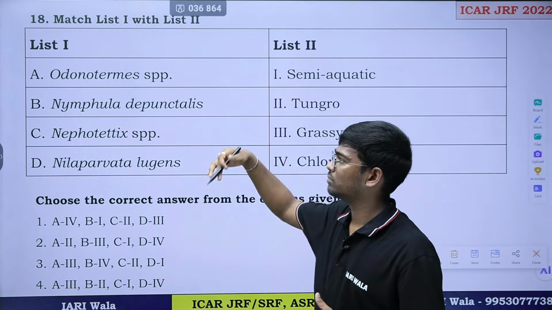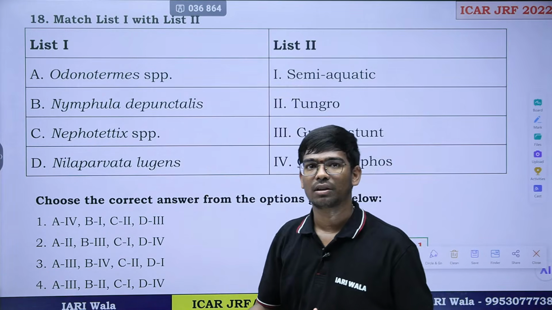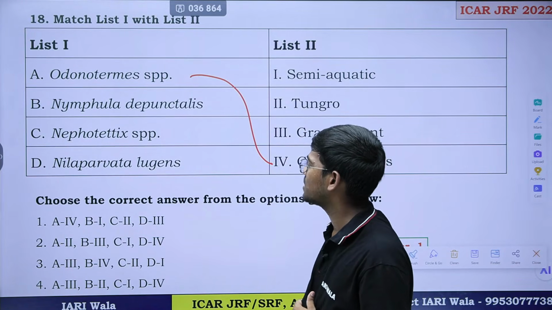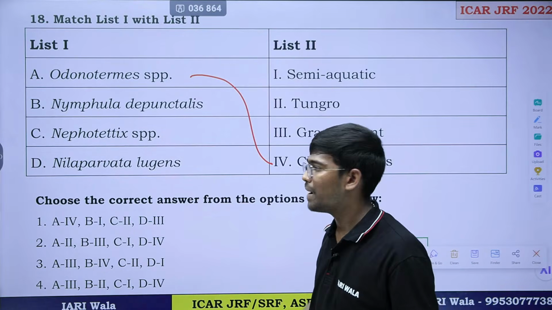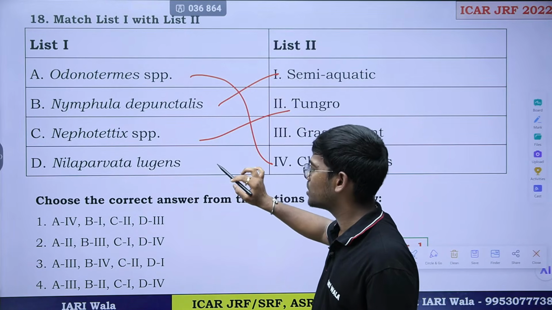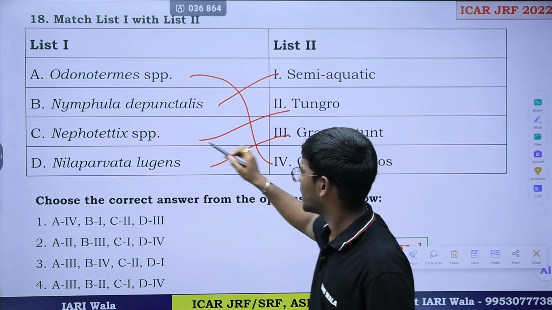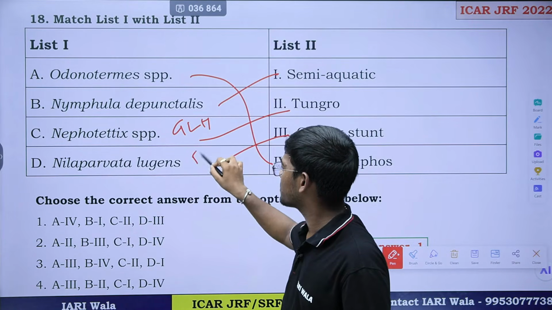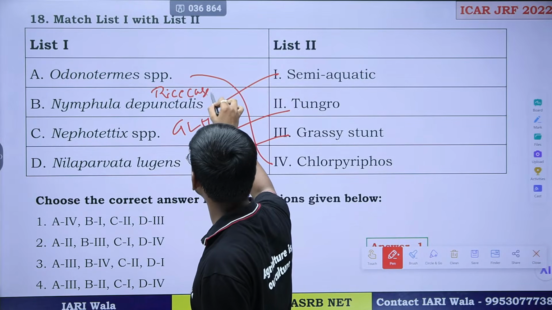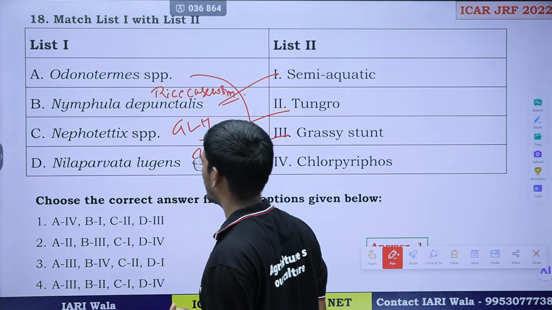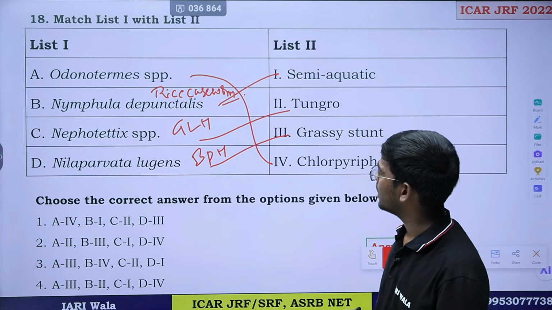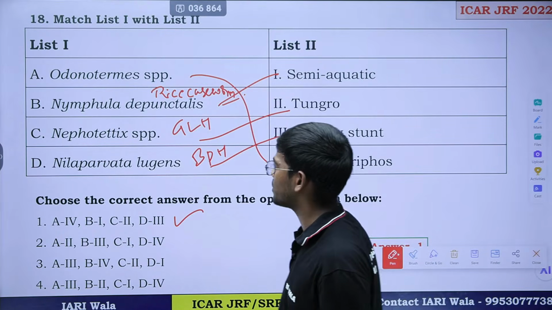Here, Odontotermes is a termite species. It is mainly treated by chlorpyrifos, and Nymphula depunctalis is rice caseworm. It's semi-aquatic. This thing we know. Nephotettix, rice tungro we know. Then Nilaparvata lugens, that is BPH, and Green leafhopper. This is BPH, and this is rice caseworm. Okay. So what will be the option? A4, B1, then C2, D3. It's nothing but the first option. Many students gave right.